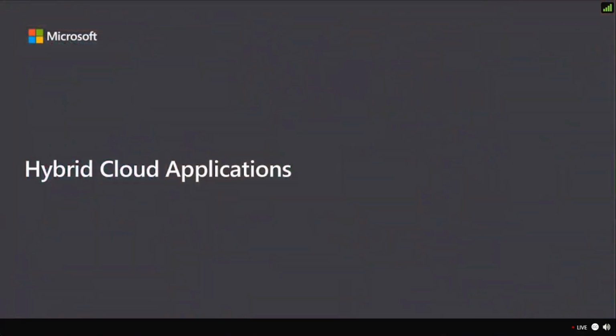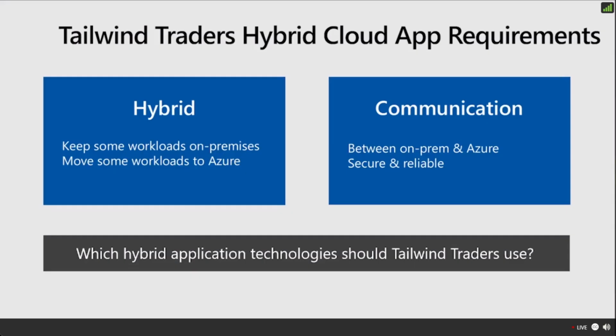In this session, we're going to talk about hybrid cloud applications. So Tailwind Traders has a number of applications that they're going to have to think about what they're going to do when they move to this hybrid posture. Some of the applications, it makes sense to move entirely to the cloud. And some of them, for a variety of reasons, they want to keep the data on-prem. Maybe they want to keep the application on-prem.